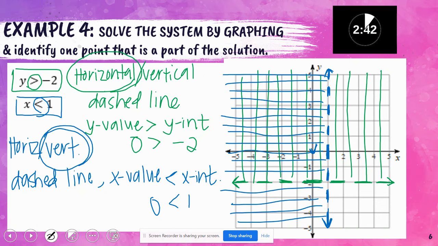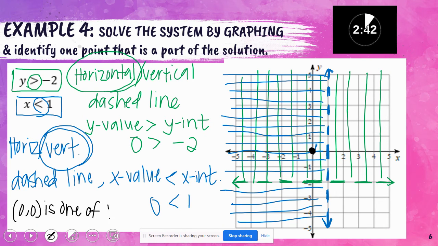So the last thing to determine is we need to come up with at least one point that is within the overlap that is part of our solution. So this is totally up to you. You can choose any number you want. I personally like to choose 0, 0 if at all possible, just because it's very nice and easy. So I would say that 0, 0 is one of the solutions.